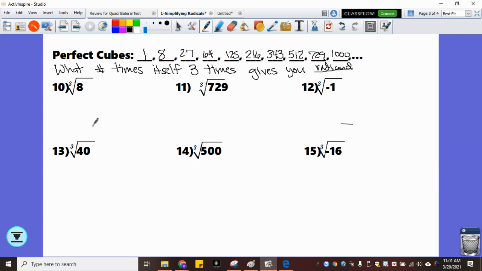So the cube root of 8. Well, that's a perfect cube. We know it. What number did we multiply 3 times to get 8? 2. Because to get 8, we did 2 times 2 times 2. Or another way to write that is 2 cubed. And the cube root and the cube cancel out. So that's why your answer is just 2.